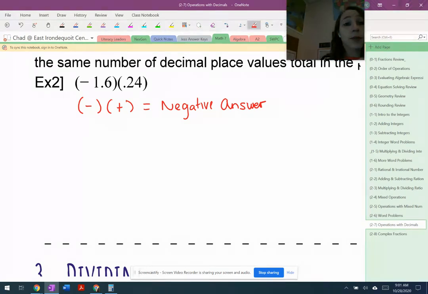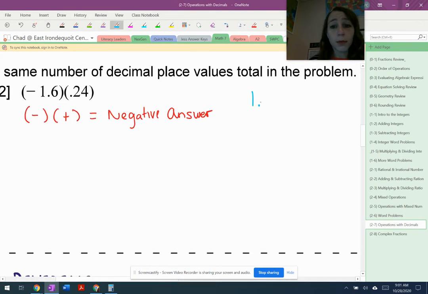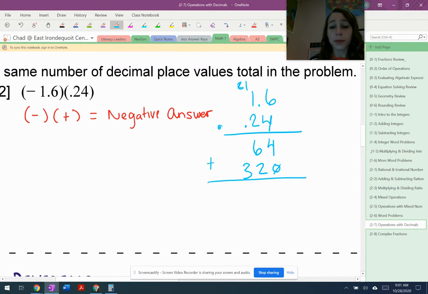So as normal, if I were normally multiplying these, I would set this up. 1.6 times 0.24. 6 times 4 is 24. 4, 5, 6. That's my space holder, which I think you guys put zeros. Sorry. 2 times 6 is 12. 2, 3, 4, 6, 7, 8, 3.